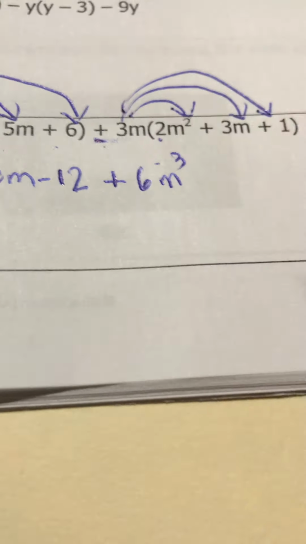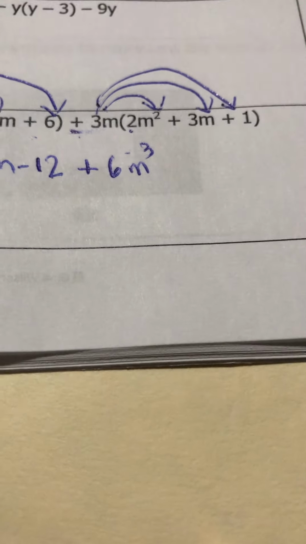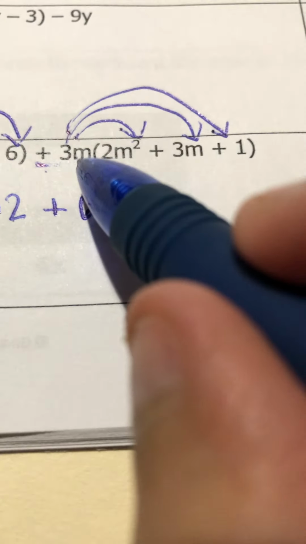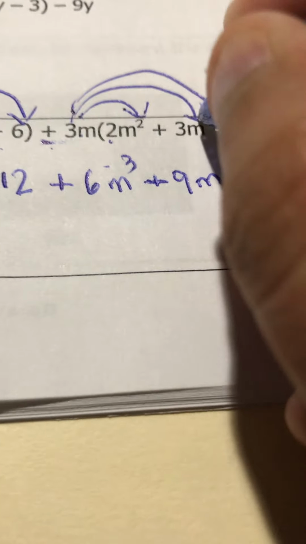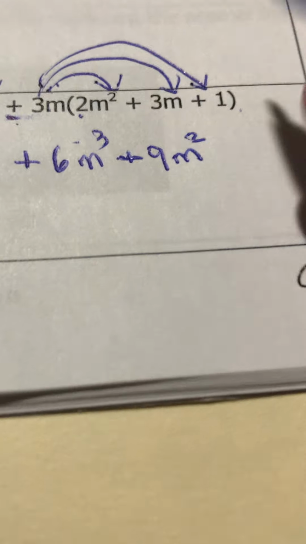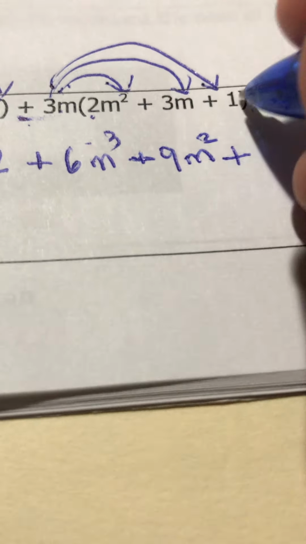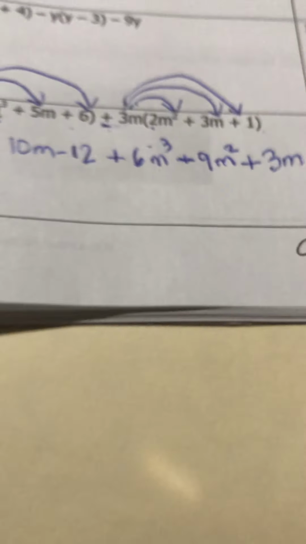So plus 3 times 2 will give me plus 6m to the power of 3, because the exponents are added when the variables are being multiplied. Then 3 times 3 gives me 9m, make sure you combine the powers, 2 plus 1, to the power of 3. Then 3m, because 3m times 1 is 3m.